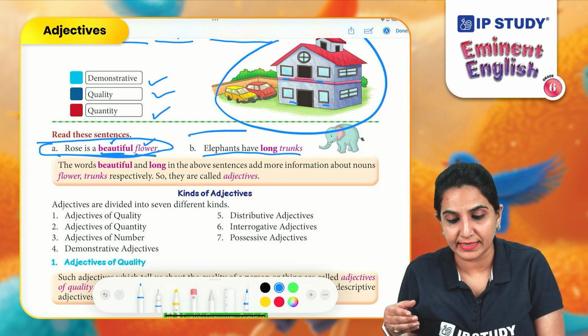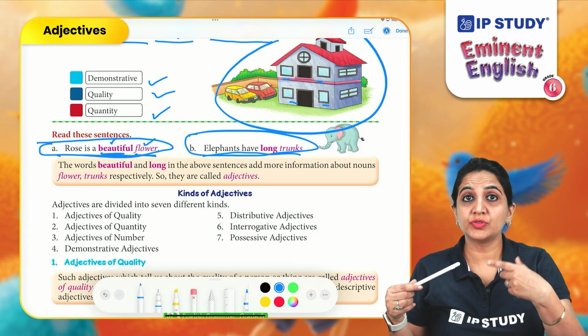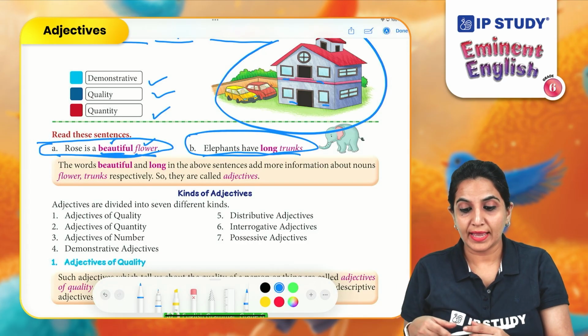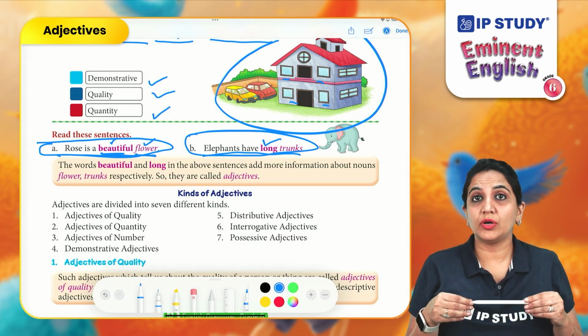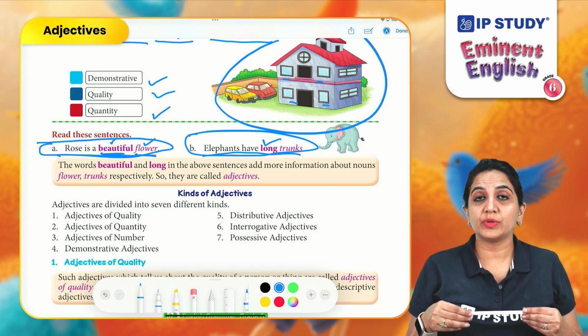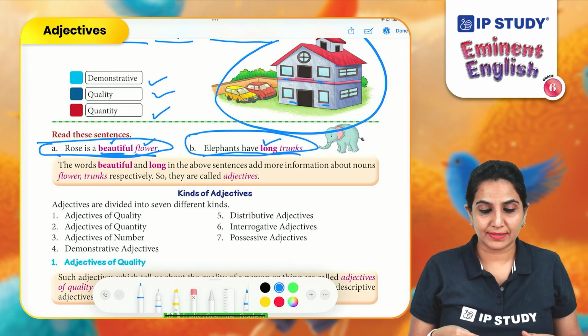Similarly, in this sentence, what are we describing? Trunks. Whose trunks? Elephant's trunks. And how are they? They are long. Hence, the word long is an adjective which is adding more information to the noun trunks.